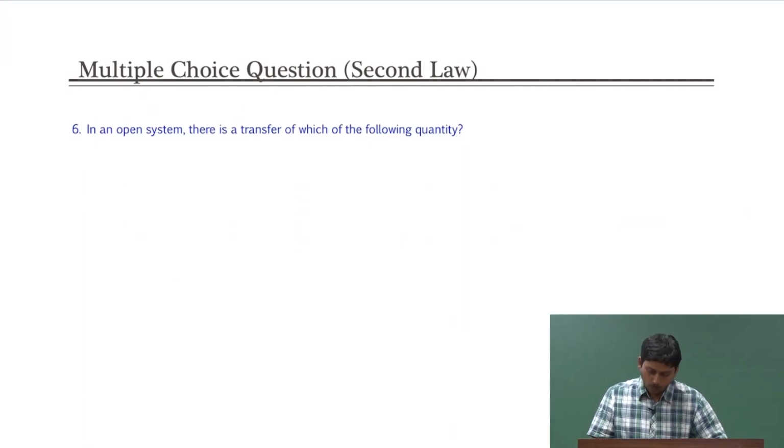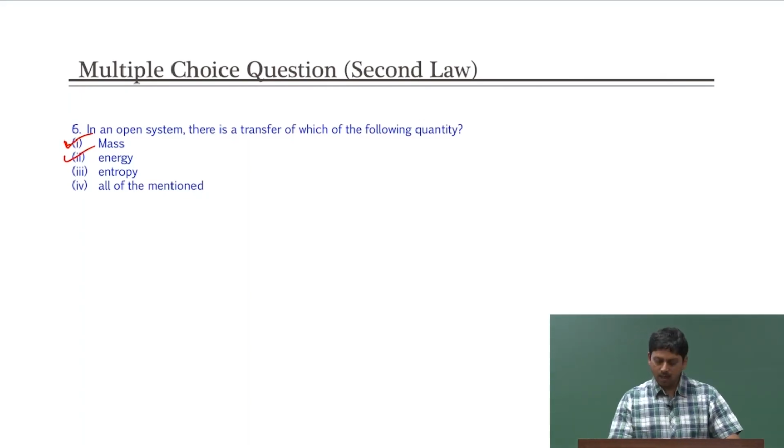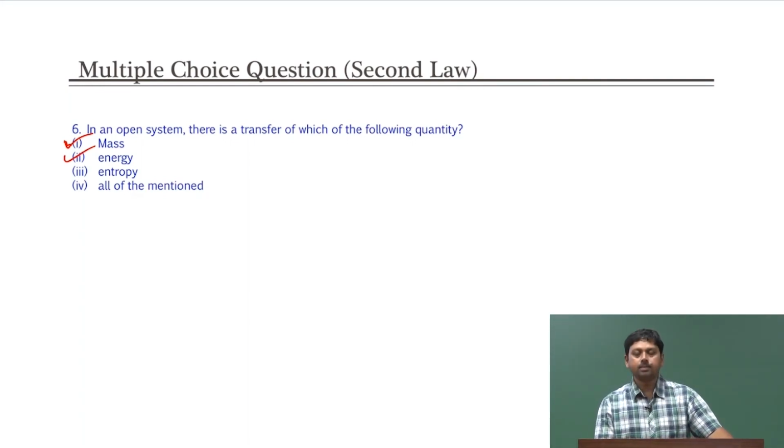Next question, in an open system there is a transfer of which of the following quantity? Mass, energy, entropy and all the above mentioned. Now, you know that this is a simple problem, because by definition whenever you talk about an open system, then there is a change in, of course, both mass and energy. Now, will the entropy also change? Now, let us say we talk about an open system.